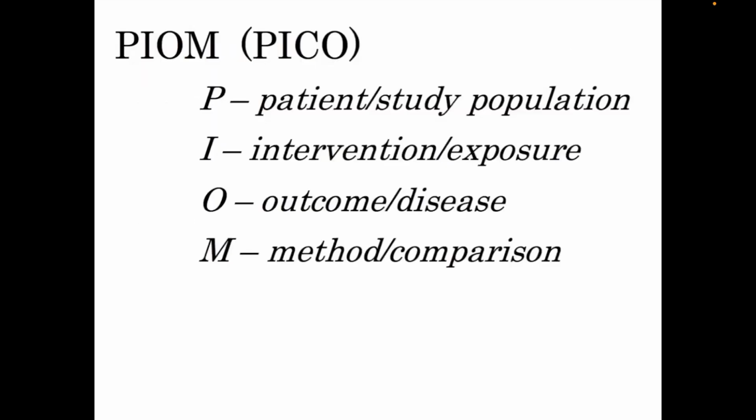I hope you are familiar with PICO or PIOM. P stands for patient or the population, the study population. I is for the intervention or exposure. O is for the outcome or the disease. M is for the method or the comparison. Hence PIOM or PICO. I will be expounding on this when we go to the research module.